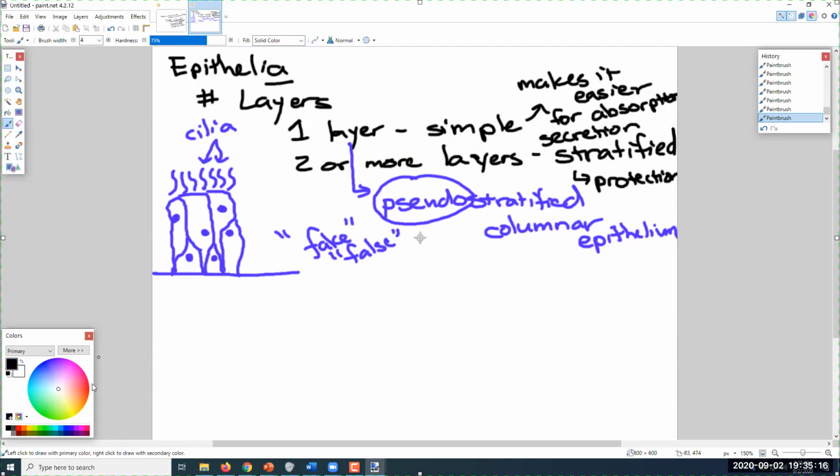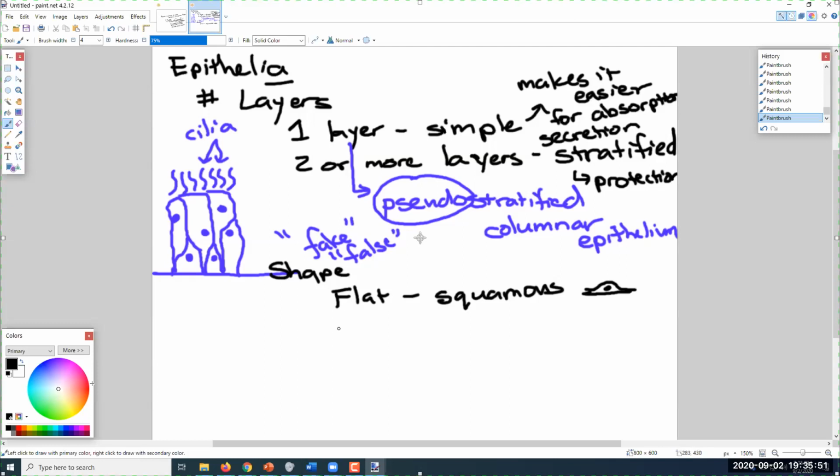Here's another way of categorization, okay, is by its shape. What does it look like? Okay. So one of the shapes is if it's flat. If it's flat, then we call this squamous. Okay. So what you'll see is that the cell looks something like this. Okay, it's going to be very flat.